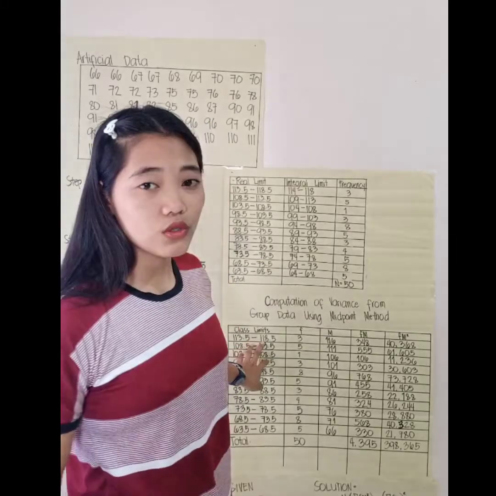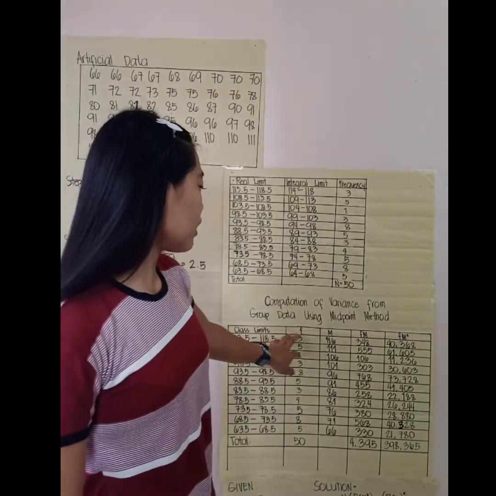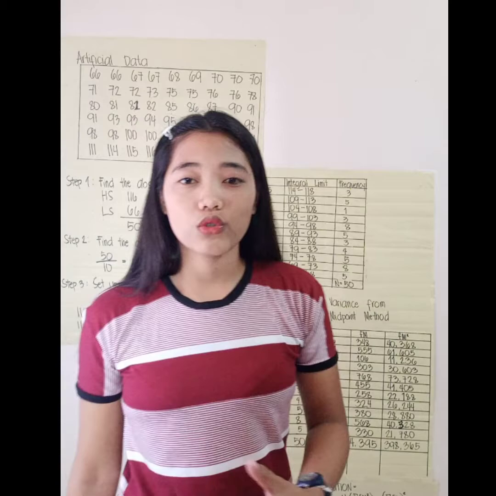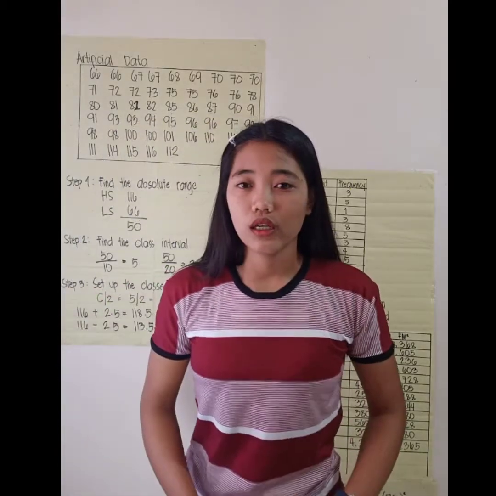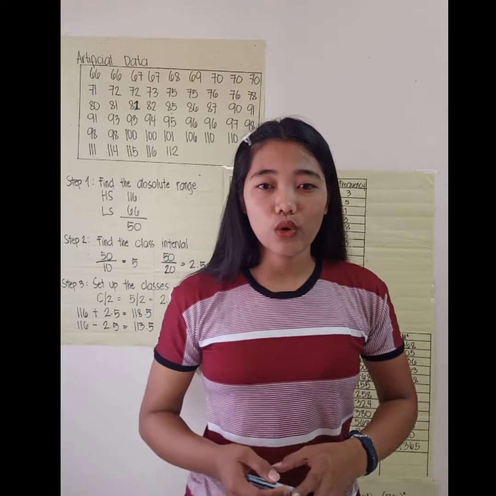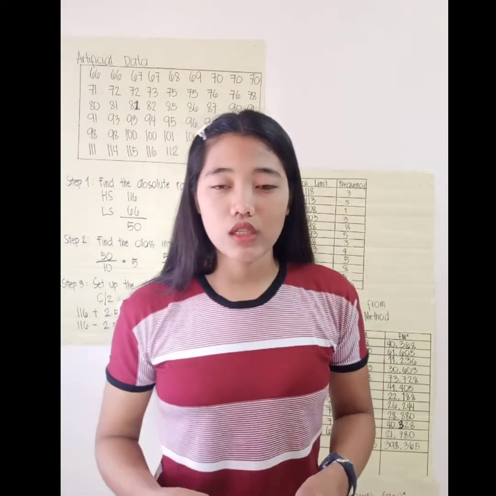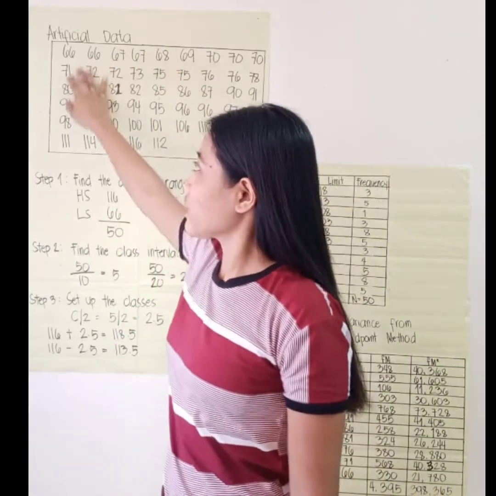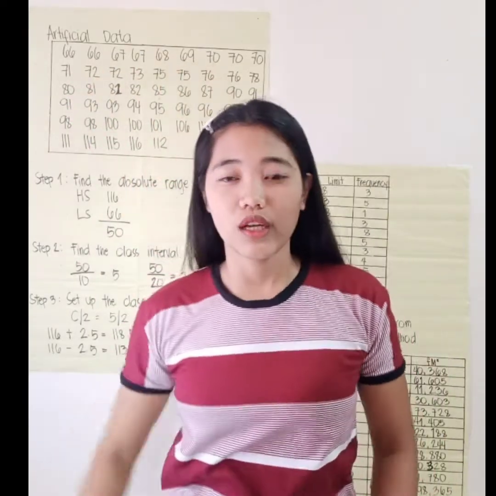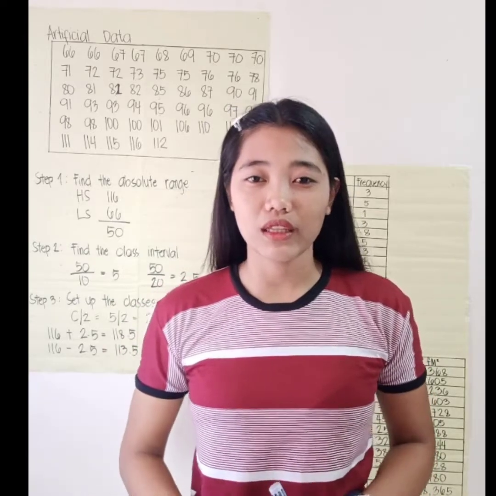If you are confused about how to get the class limit and the frequency, I will show you the steps. In arranging the scores in the form of a frequency distribution, we need to follow steps. We have here the data, which are the scores of the students who took the test in mathematics.